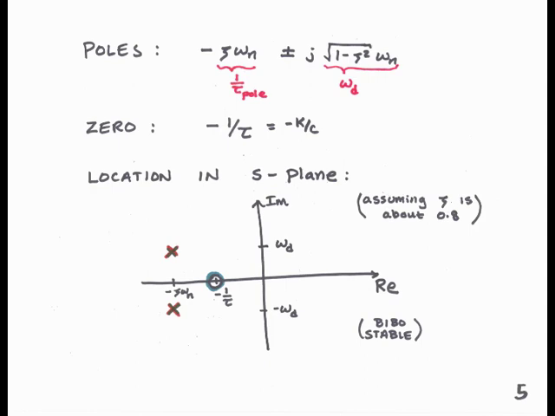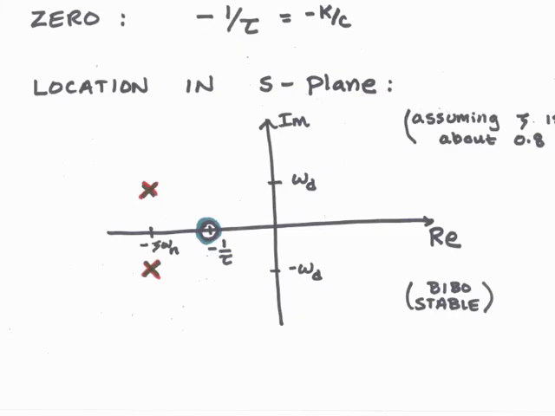So where are the poles and zeros in the complex plane? Well, I have them marked here. The poles are at minus zeta omega n plus and minus j omega d, and the zero is at minus 1 over tau. And I've drawn this with zeta being about 0.8. And of course, this system, we know, is BIBO stable, since all the poles are in the left half plane.